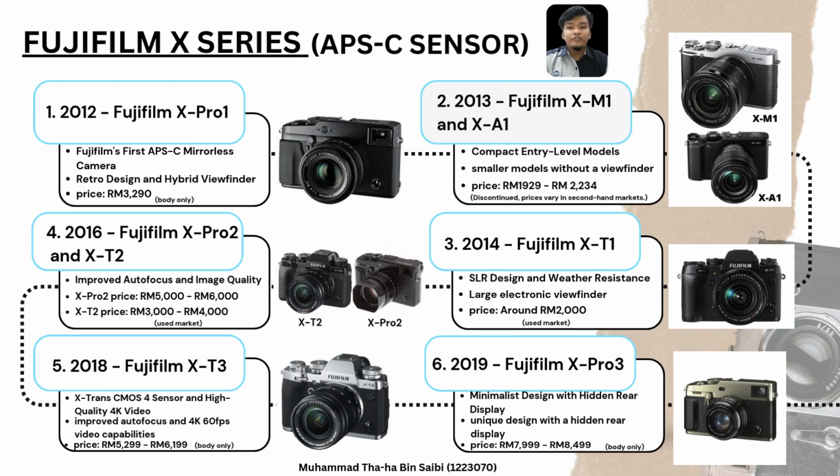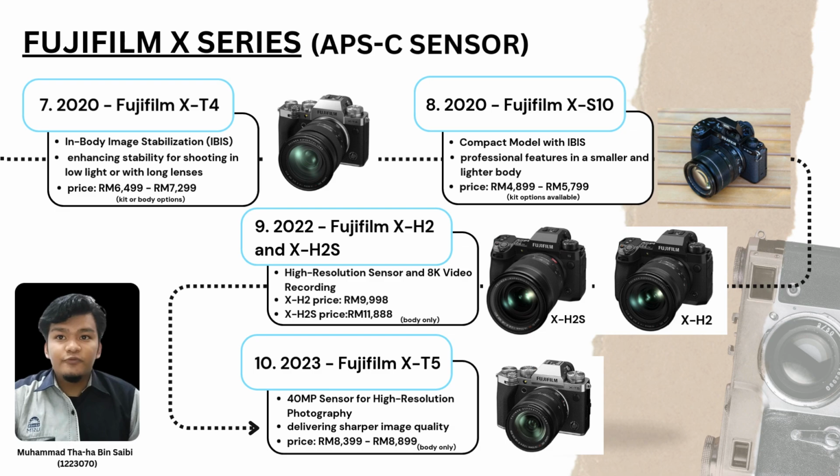Next is Fujifilm X-Pro 3 in the year 2019. This camera has a minimalist design and introduced a unique design with a hidden rear display. The next model is Fujifilm X-T4 in the year 2020. This camera has in-body image stabilization (IBIS). The X-T4 featured in-body image stabilization, enhancing stability for shooting in low light or with long lenses.